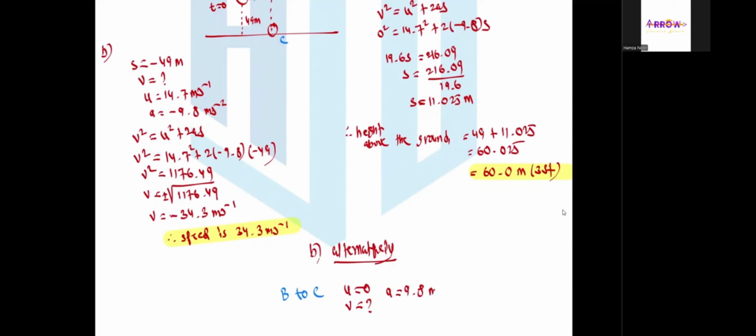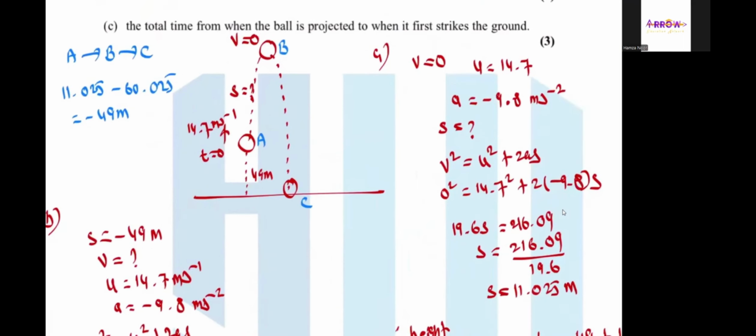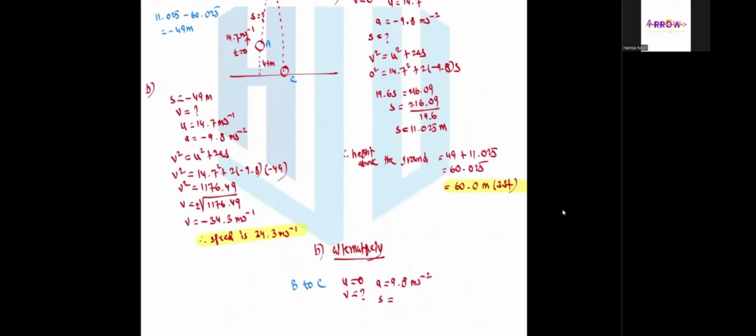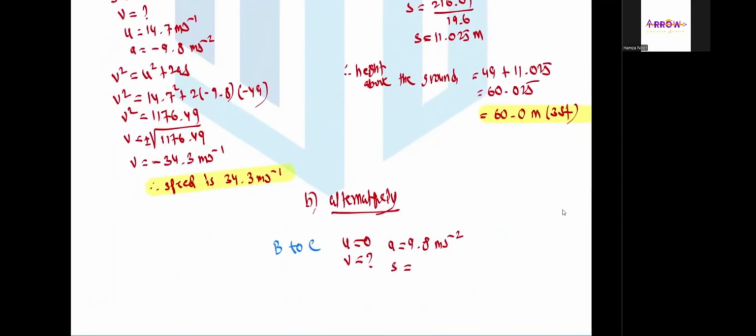So it is speeding up. So we will take positive value for acceleration, and the displacement we will take as this complete height above the ground, which we found in part A, which was basically this 49 meter plus the distance you found over here, 11.025. So this was 60.025. So I will take the displacement, the height which is above the ground. I'm going to use this complete value which I found over here. And now you will solve the equation.